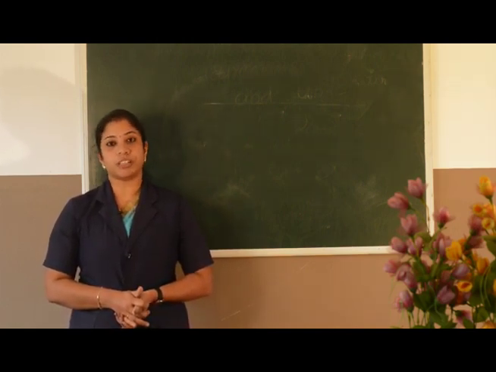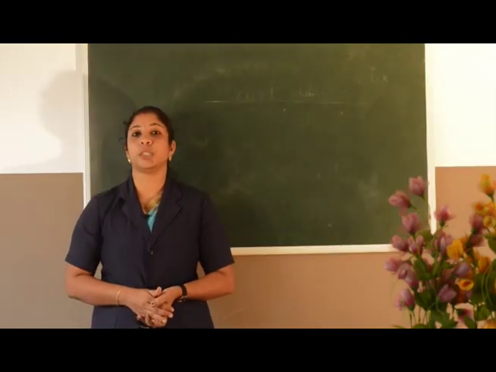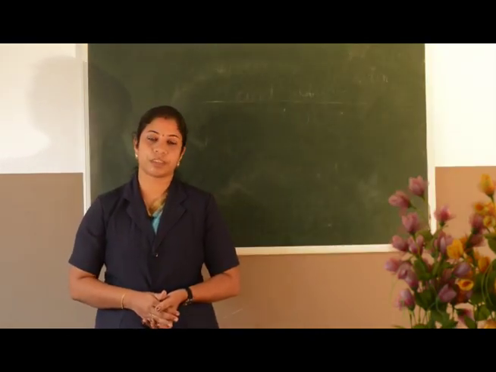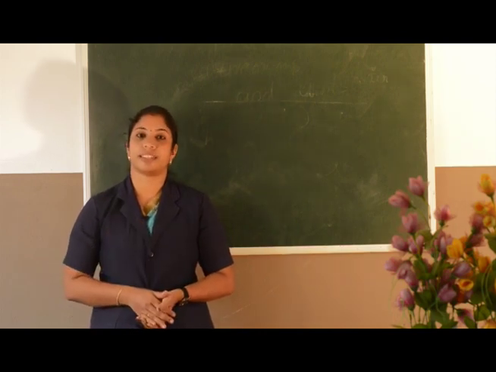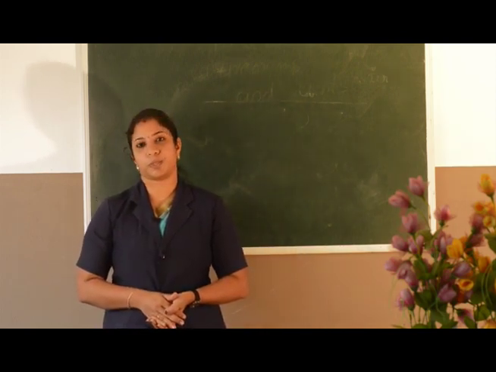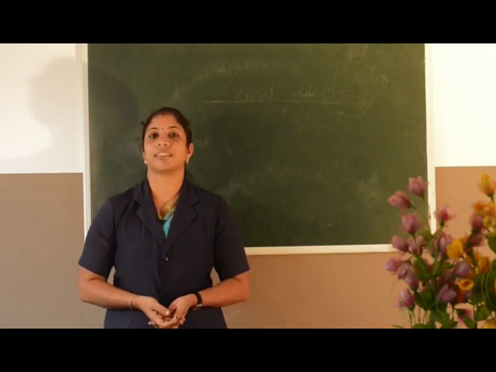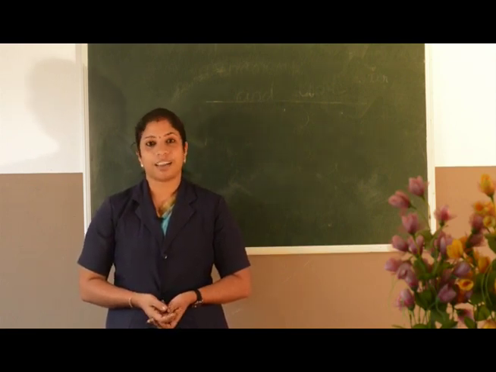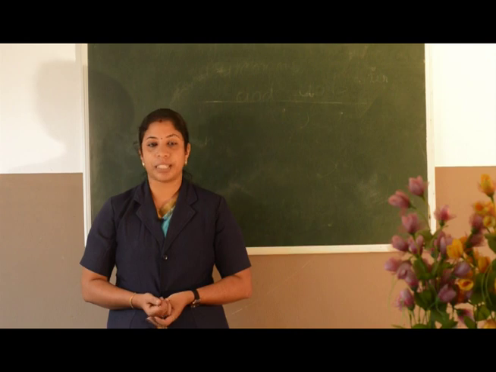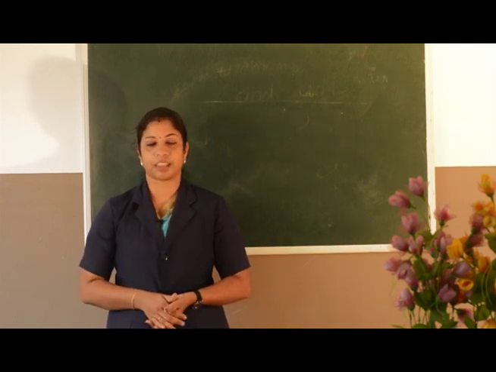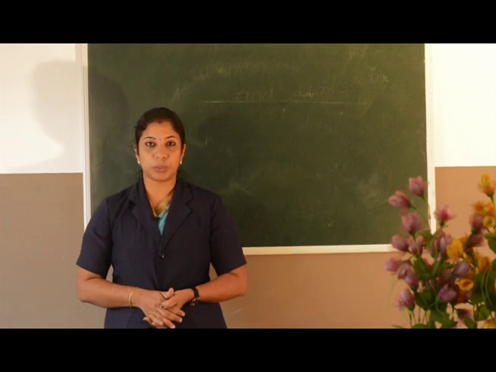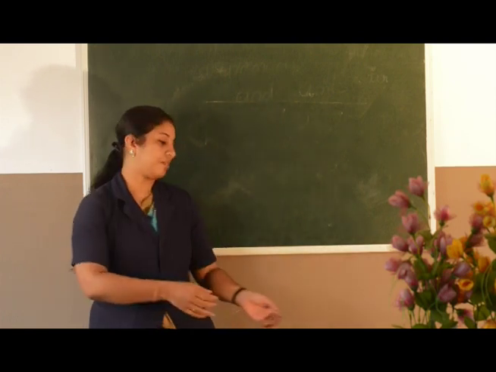Now we can move to the textbook. The first unit is Hues and Views. What do you mean by hues and views? What do you understand from that? Can you tell something about that? Okay. Hues and views means different sides and different perspectives of a person. Now we can move to our chapter.